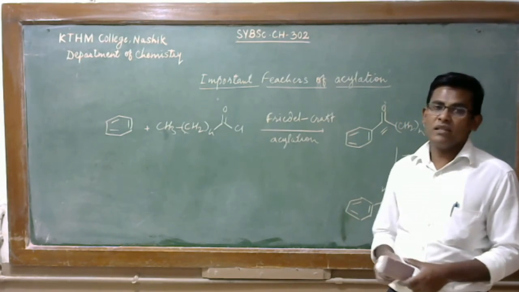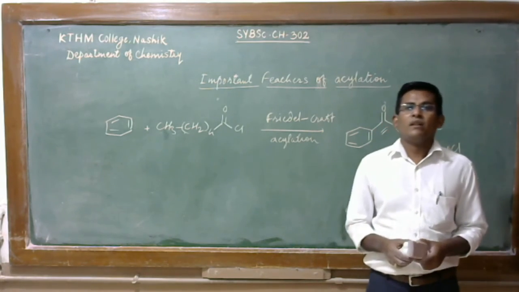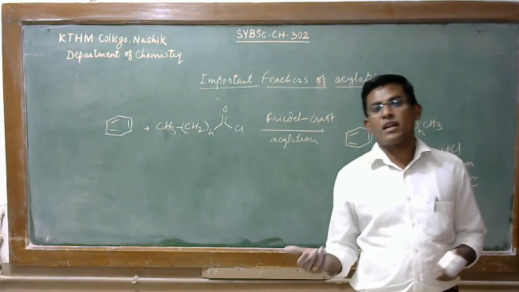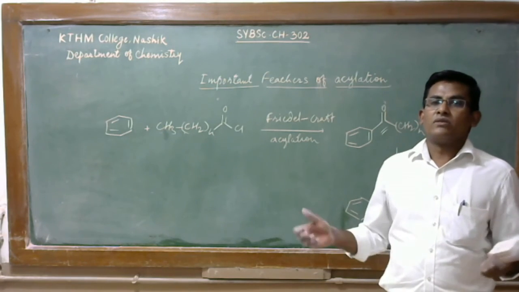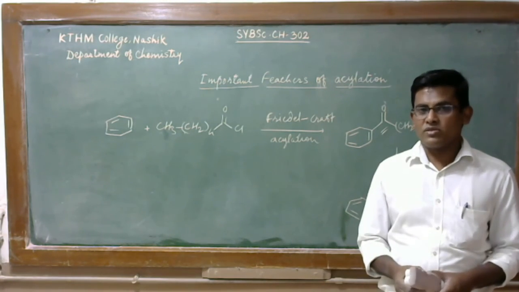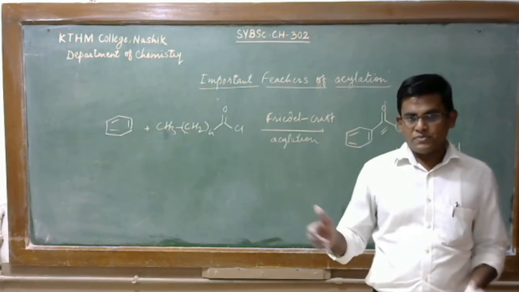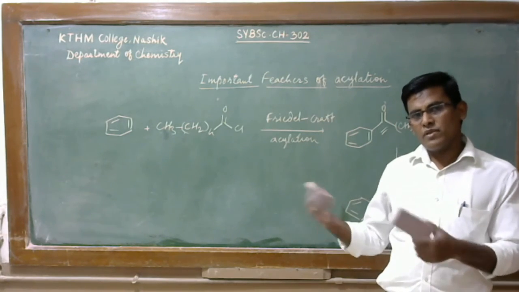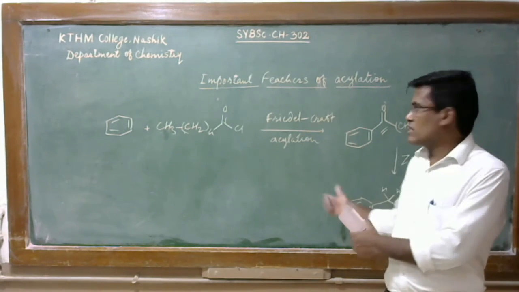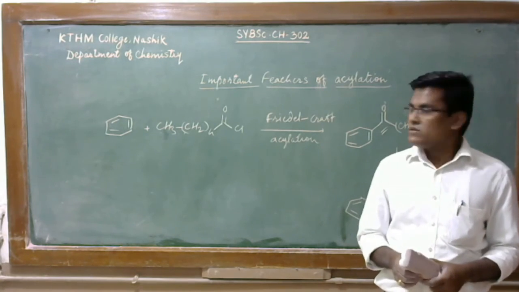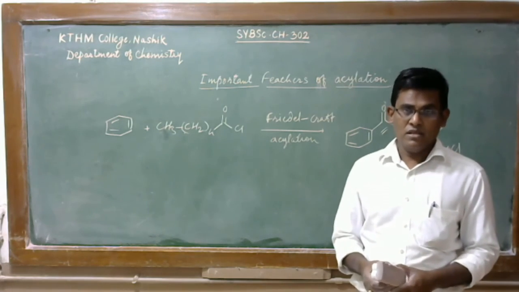We saw the Friedel-Crafts alkylation, where we can generate the alkyl carbocation, with a similar mechanism to the electrophilic substitution reaction. Then we saw the Friedel-Crafts acylation. There are various reagents available to generate the acylium ion, which is the effective electrophile in this acylation reaction. Along with this, we saw the important features of the acylation reactions.